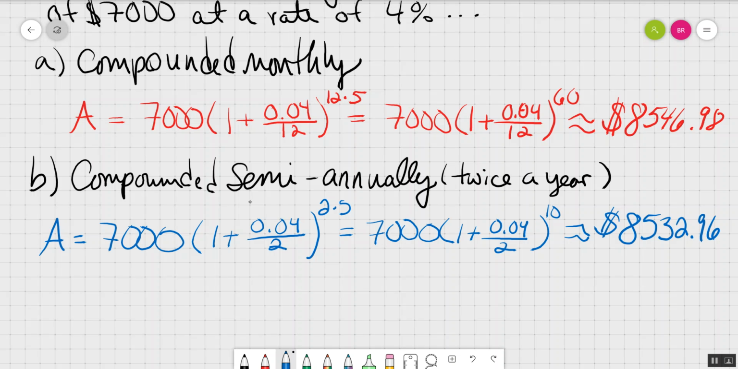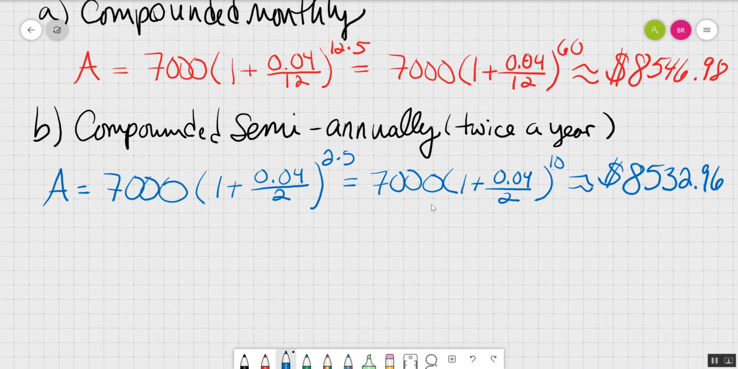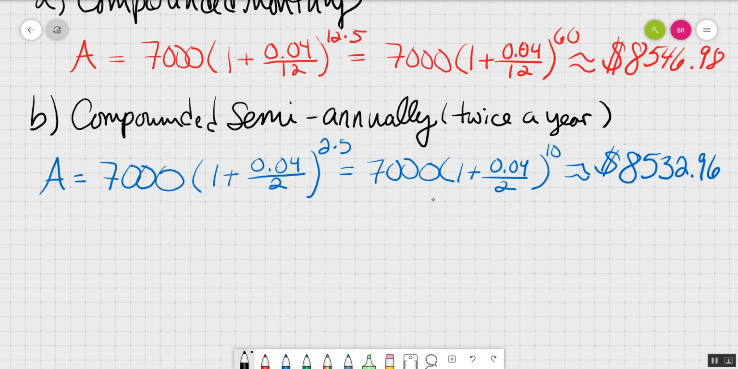So $8,532.96. You lost like 14 bucks, which isn't much. But if this was a much larger investment, like, I don't know, $700,000, you'd be like, heck yes, give me my extra 6,000 bucks. You don't want to lose that money. Nobody wants to lose money. That's been my general life experience.